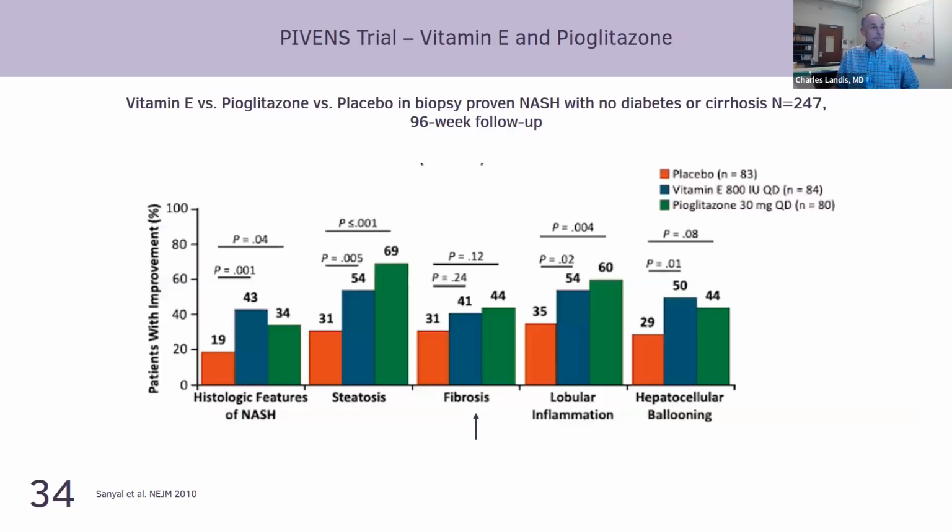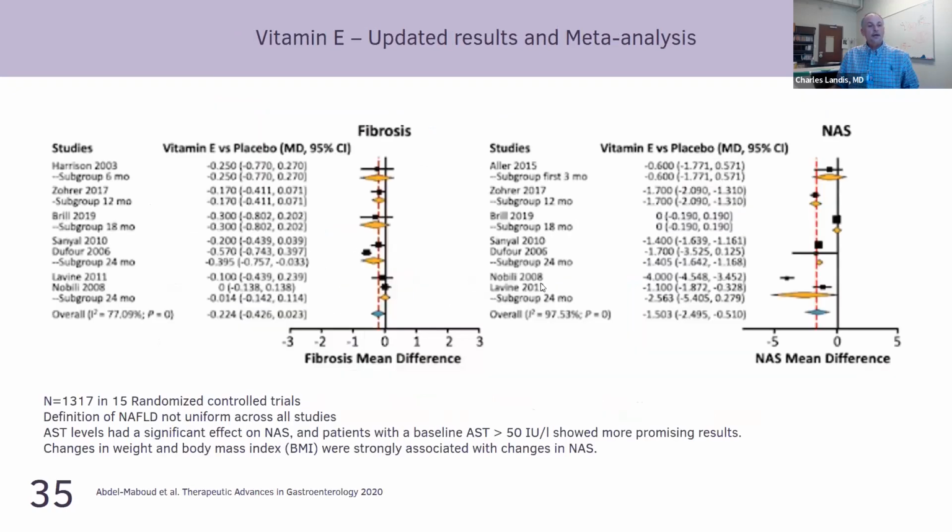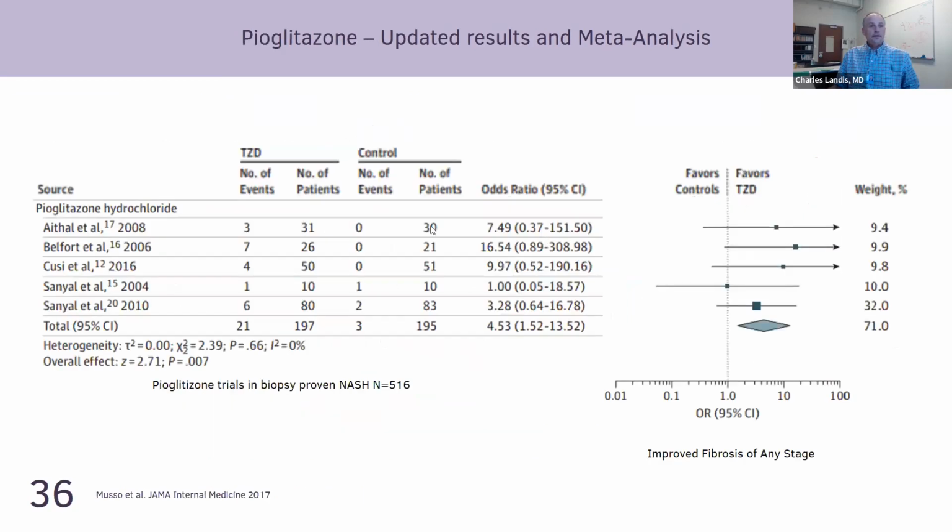There's no contraindication. This is the original data for vitamin E versus pioglitazone versus placebo. I'll just point out no improvement in fibrosis, but reduction in all other histologic features of NASH in that original study from over 10 years ago. Subsequent meta-analysis has shown that there's maybe a marginal improvement in fibrosis for vitamin E, but a definite sustained improvement in other histologic parameters. Pioglitazone, now based on meta-analysis at least, favors reduction in fibrosis, and so it's one of the few agents we have that has been shown to reduce fibrosis in fatty liver disease.